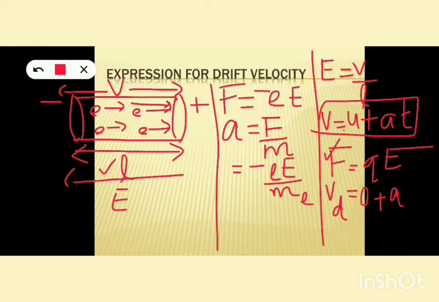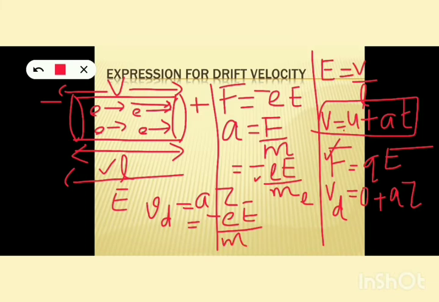Then T. T is the relaxation time tau, because here we are considering the time between two successive collisions, and that is the relaxation time tau. So this will be our drift velocity. Drift velocity Vd is equal to 0 plus A tau. That means A into tau. What is A? A is minus e into E by me. We had already got that expression: minus e into capital E by me, into tau.